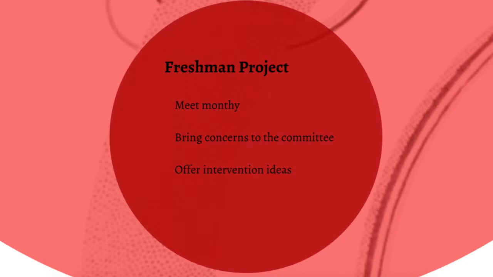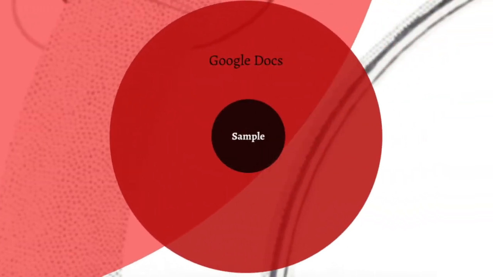We have a freshman project that meets monthly, and this is composed of freshman teachers that bring concerns to the meeting. Maybe little Timmy has been acting out in class. Other teachers can chime in on, yes, he has, here's what I've done that works, and they offer intervention ideas back and forth to reduce some of the undesired behaviors.